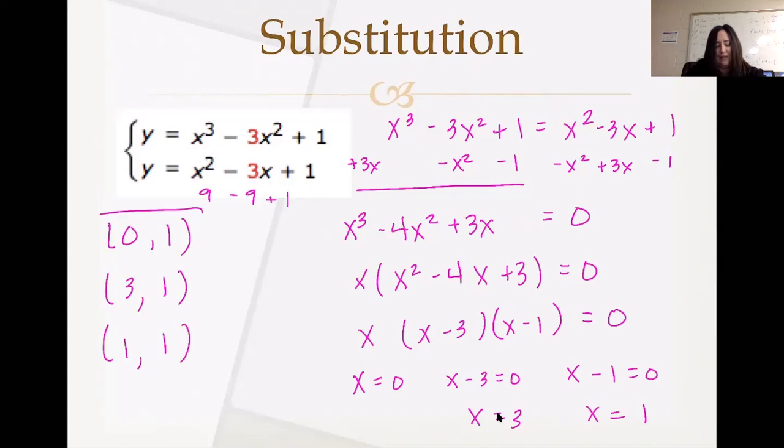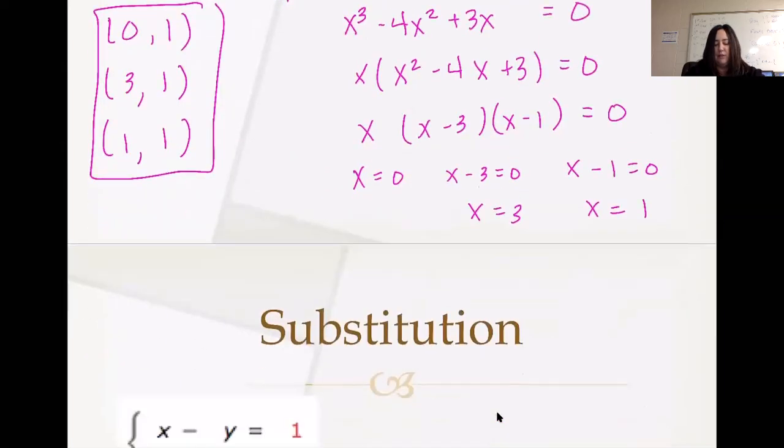So in this case, we have 3 points of intersection. We have 3 solutions.